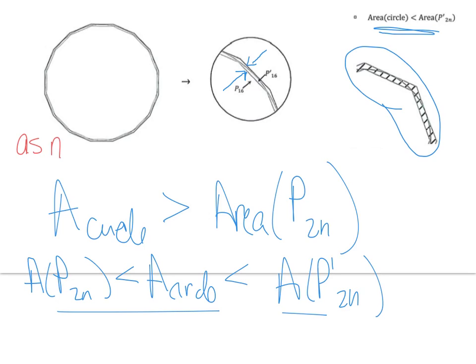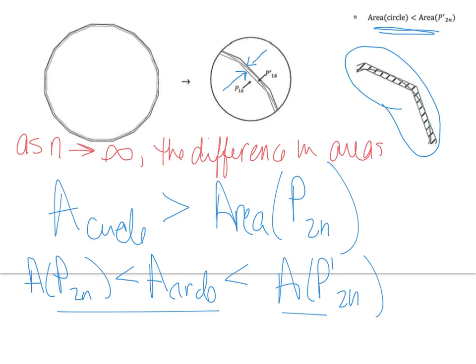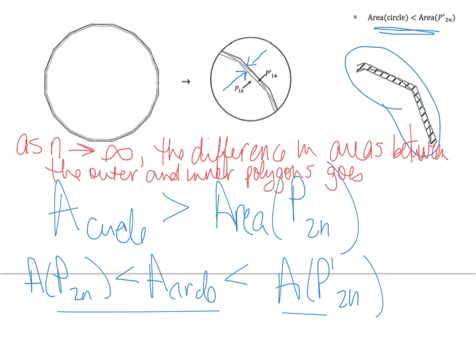So as n, the number of sides in my polygon, approaches infinity, the difference, which means a subtraction, between the areas of the outer and inner polygons goes to 0. Gets closer and closer to 0.